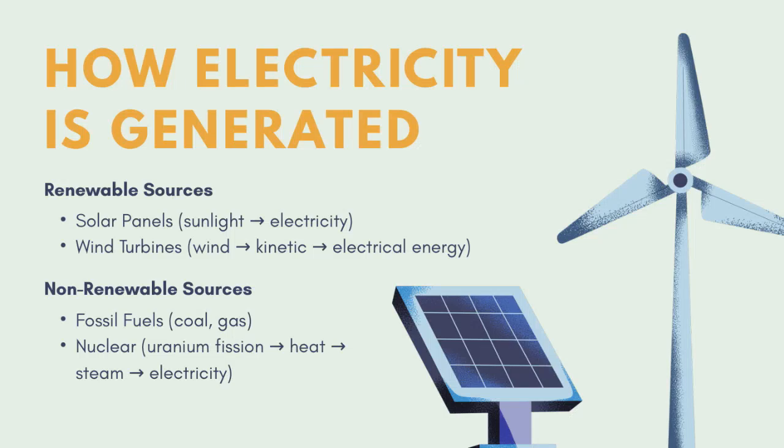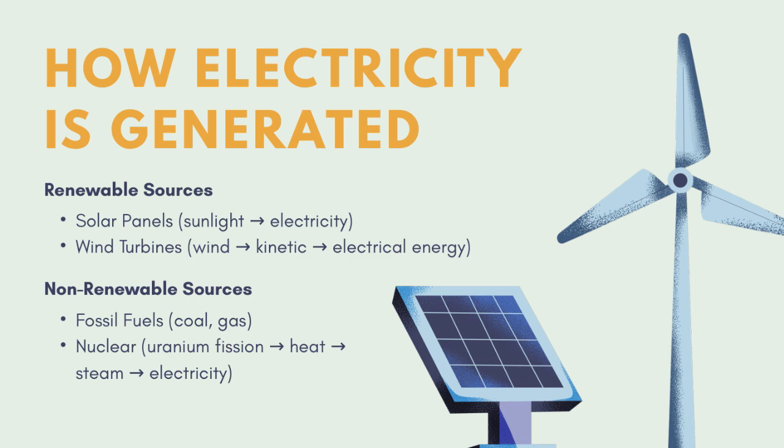Now, let's take a look at how electricity can be generated from different sources. On one side, we have non-renewable sources, which include fossil fuels like coal and gas, and nuclear power, which relies on uranium fission to produce heat. That heat then creates steam, which drives turbines to generate electricity. These sources are limited and can cause environmental concerns.